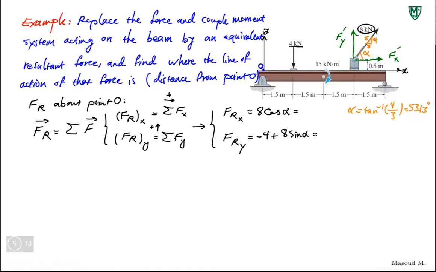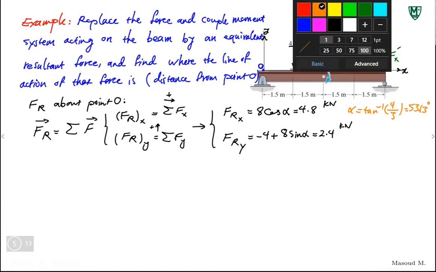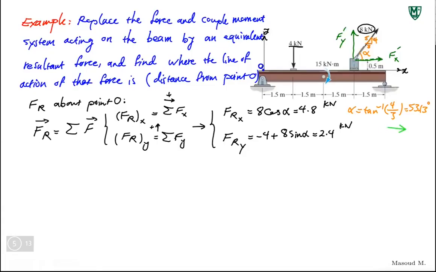If I do the math, for the first one you'll get 4.8, and for the second one you'll get 2.4 kilonewton. All right, so far so good. So pretty much this is what you have right now. You have a set of vectors, FRX and FRY. This is 0.0. So this would be your FRX, this would be your FRY.